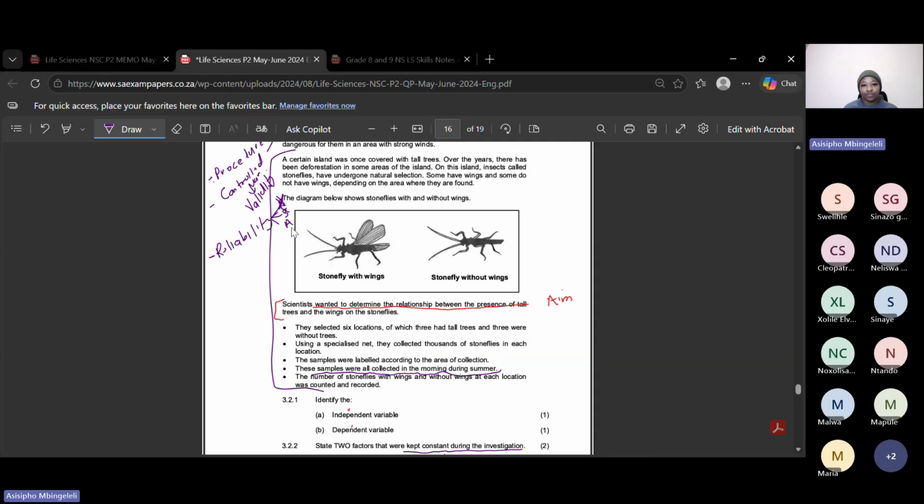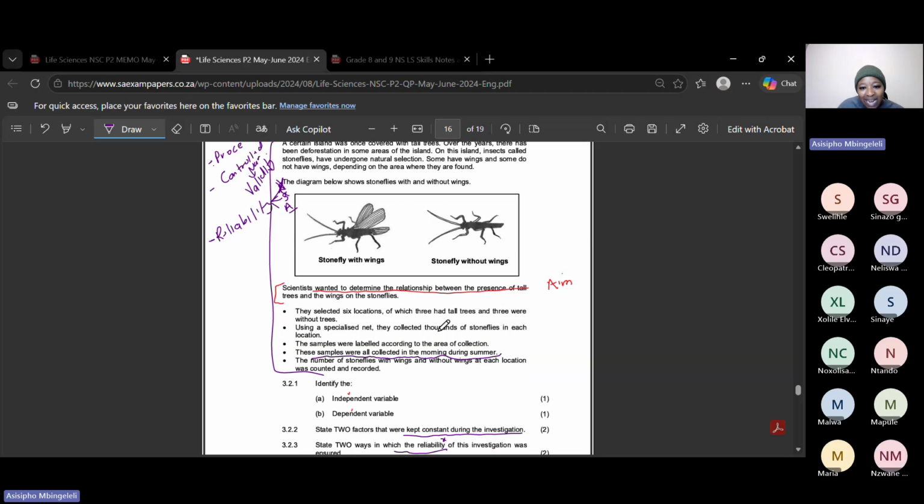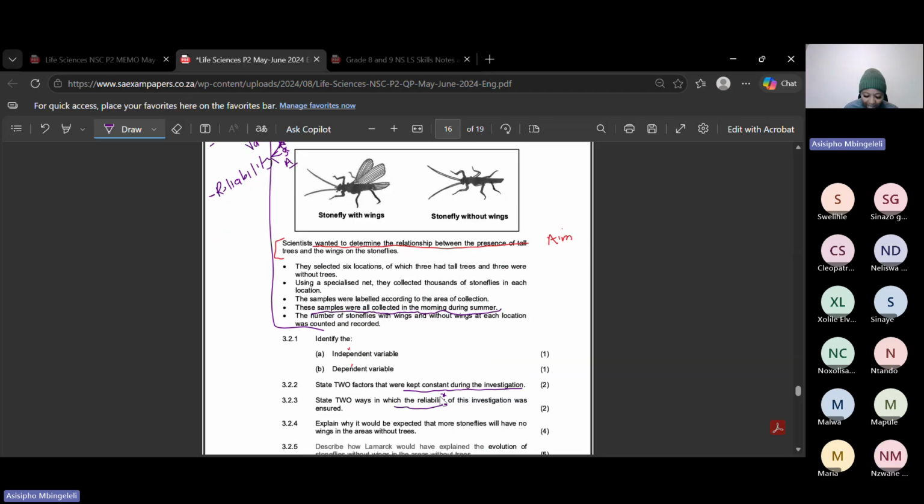A is for average. Did they calculate an average? They will tell you if they did. If they calculated an average, that is your answer. If they did not calculate an average, that can't be your answer. So when it comes to reliability, it's about RSA. When it comes to kept constant, they can phrase it as kept constant, or they can say factors that were controlled, or they can say state 2 factors in which the validity of the investigation was ensured. So kept constant, validity, controlled, it's all the same thing.